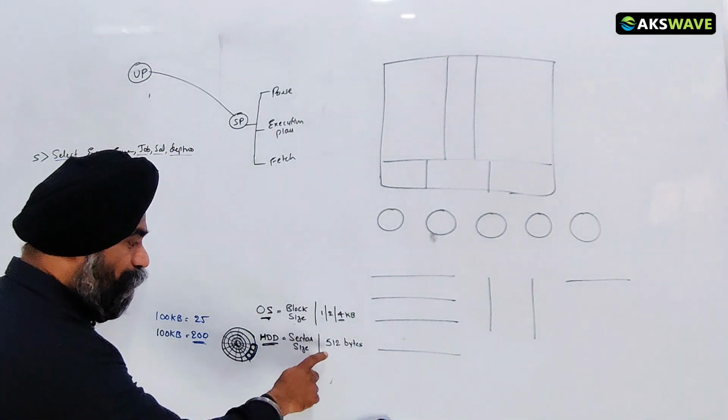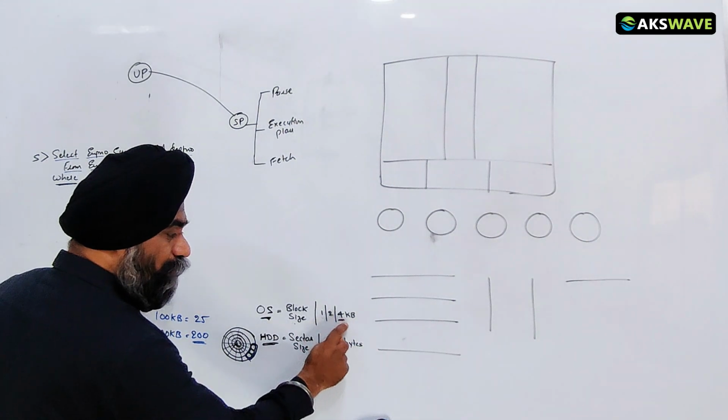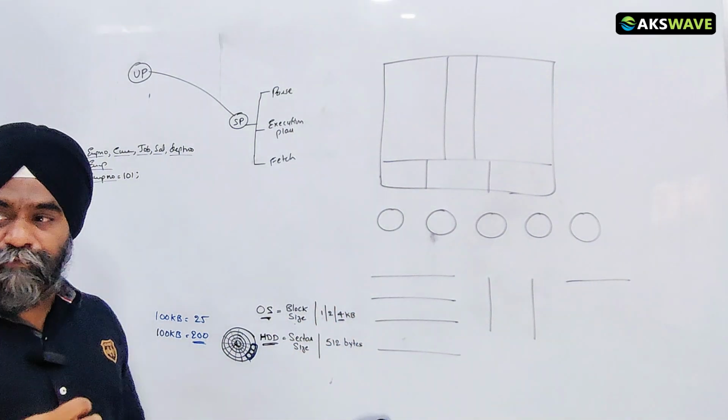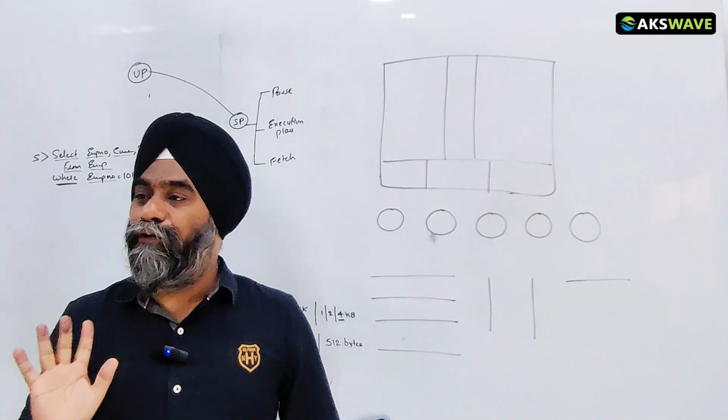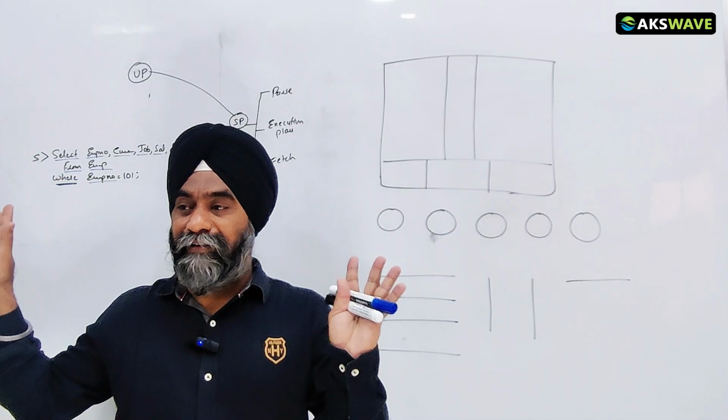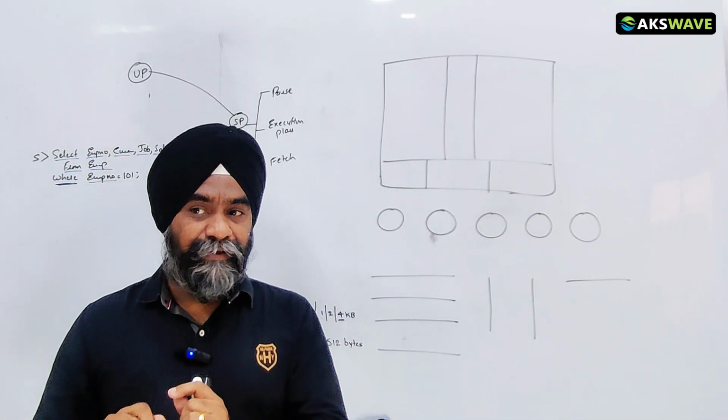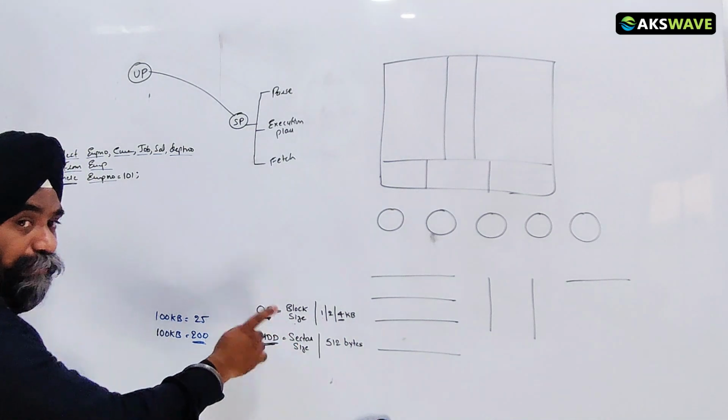The same way, instead of 512, the OS decided to go with what block? 4 KB. Now, whenever I'm writing or reading, I will go with 4 KB because my files are bigger, not smaller. Understood? So that way the IO operations happen.